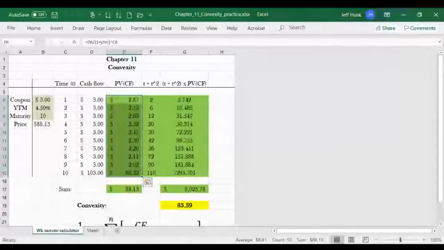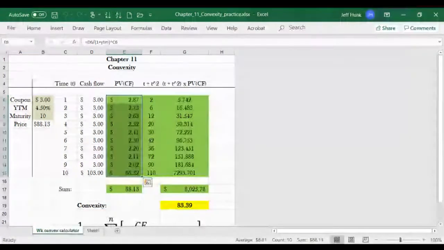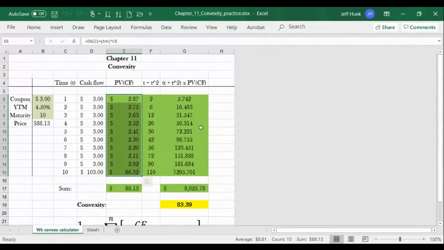Now this is the example in the book, and I wonder if you can see that. Yeah, you can see it now, right? This is only a 10-year example.